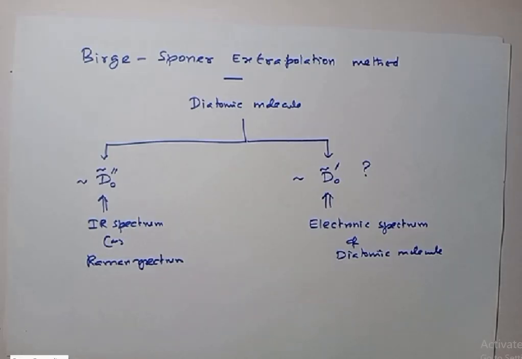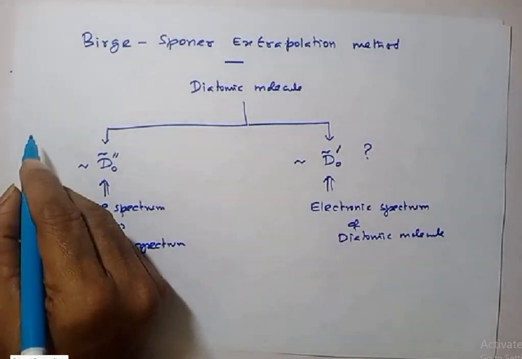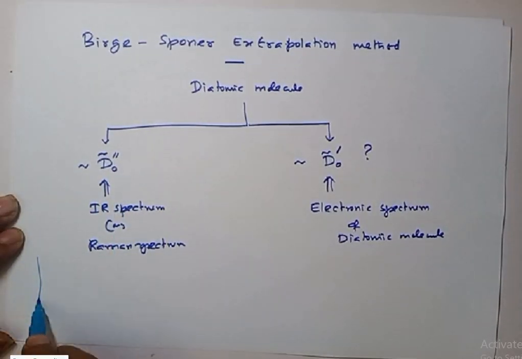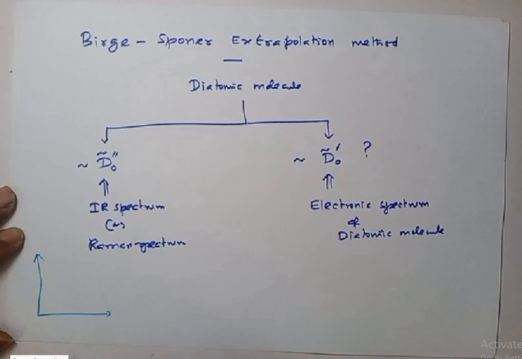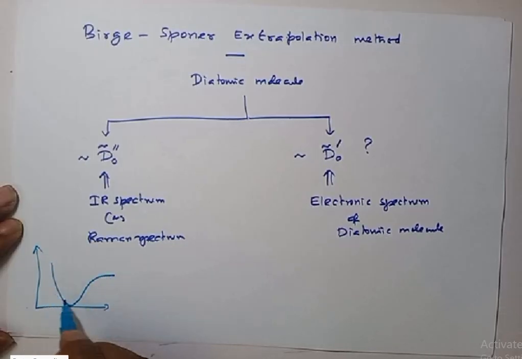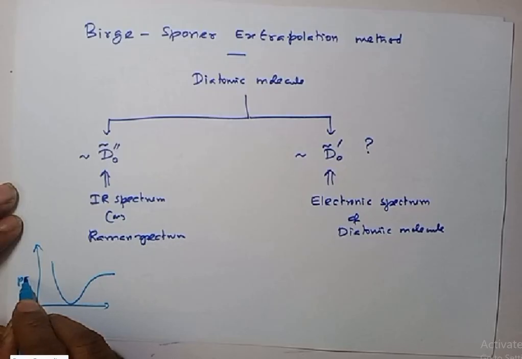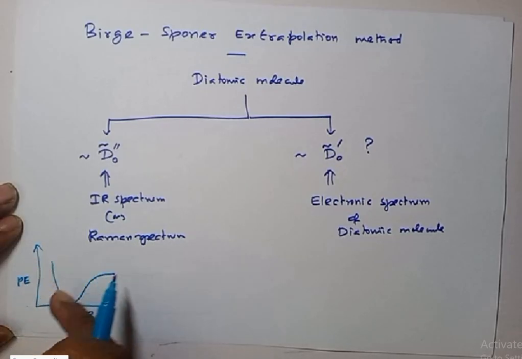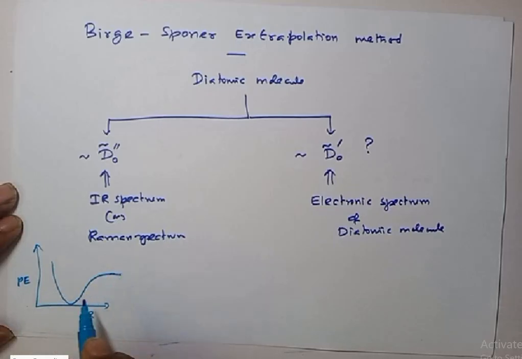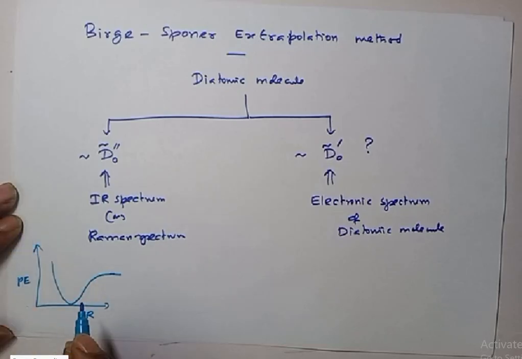What is D0 double prime? You know all these things, but anyway, I'll just explain. If a diatomic molecule is given, you know very well, it has electronic states. We represent the electronic state using a potential energy diagram like this. Potential energy is plotted against the internuclear distance, and we get a potential energy curve like this for the diatomic molecule.